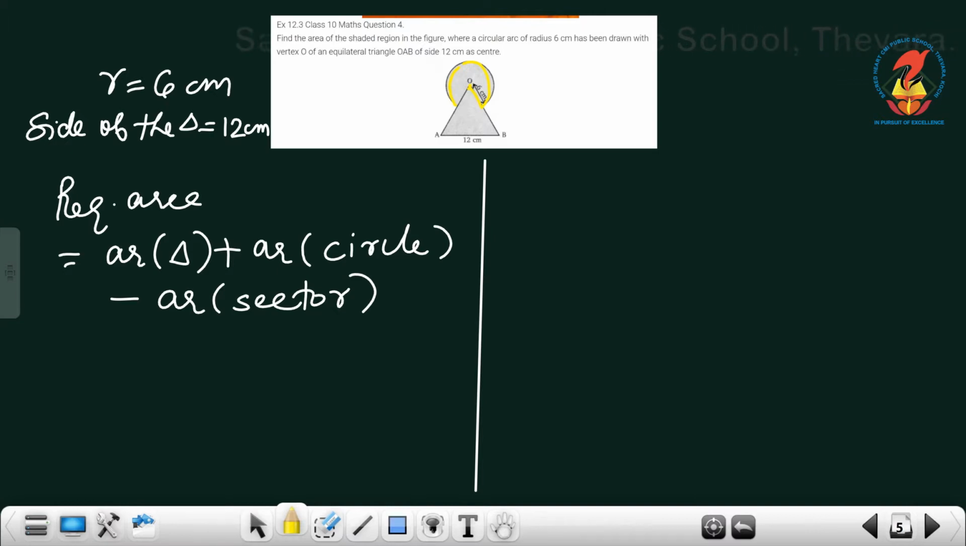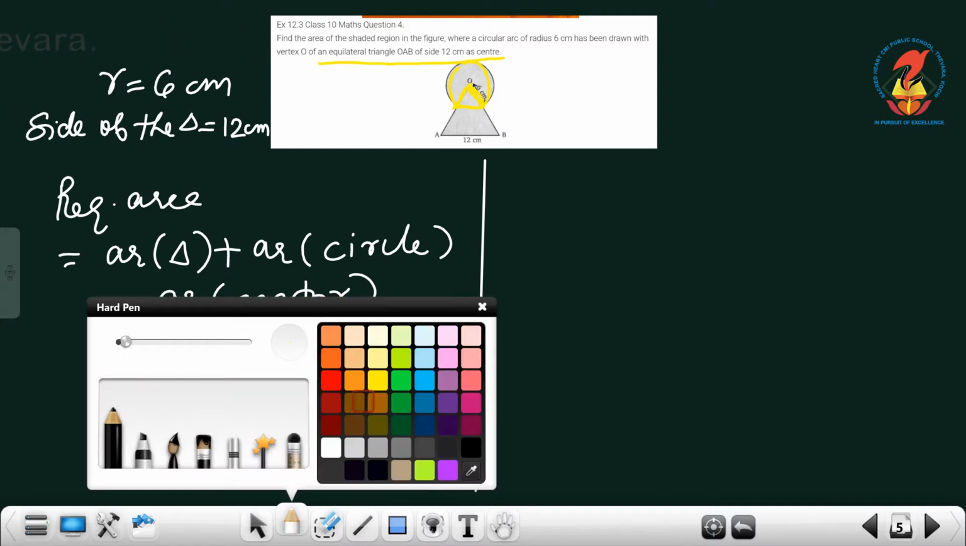Then area of the sector. What's the formula of area of the sector? Theta by 360 into pi r square. R is 6 itself. Then what about theta? Theta is 60 because it is given as equilateral triangle. So, we can do the problem.